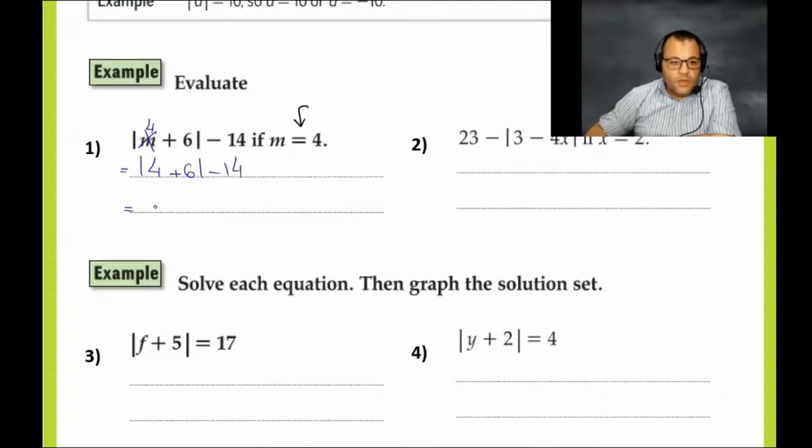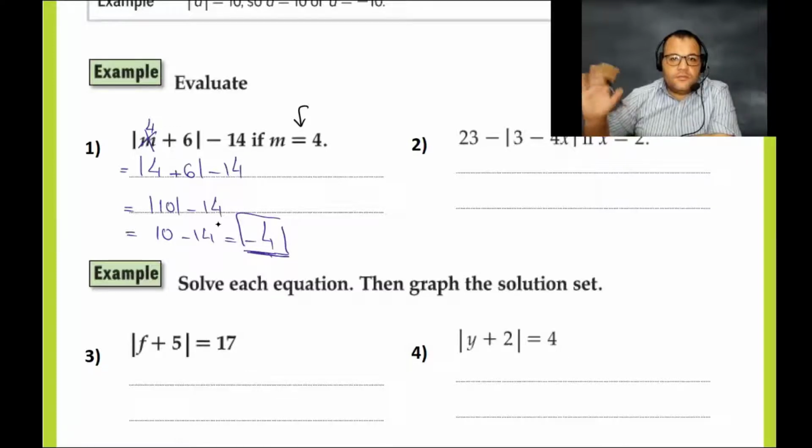The absolute value of 10 minus 14. It will be 10 minus 14, which equals negative 4. Negative 4. Farhan. Yes, negative 4.